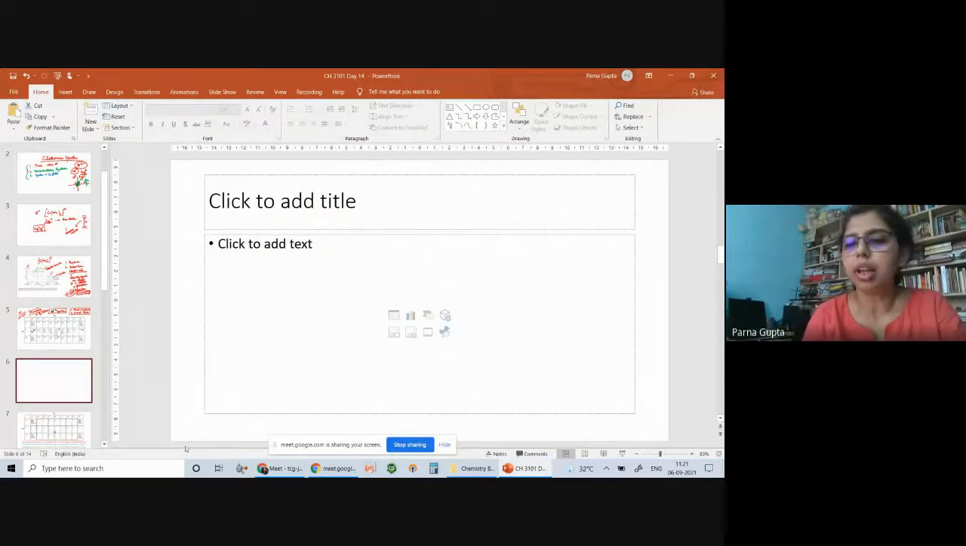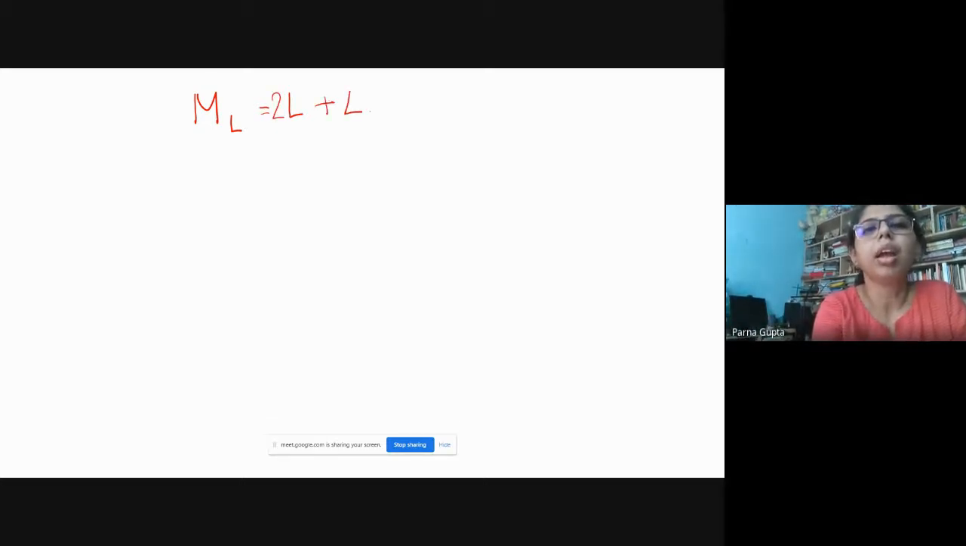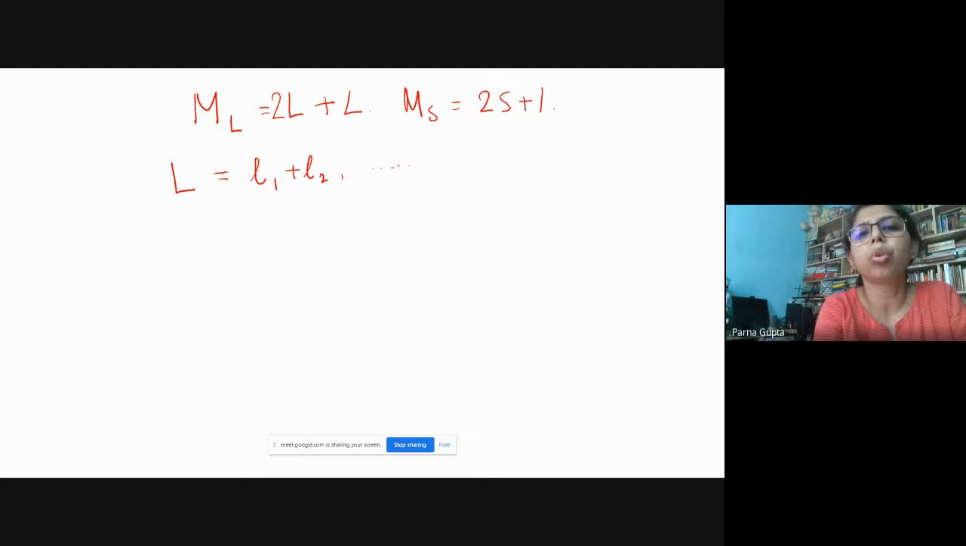Now, as I showed you, let us build from this. So ML is equal to 2L plus 1, right? And MS is equal to 2S plus 1. Now, L can have the value L1 plus L2, then you have L1 minus L2.